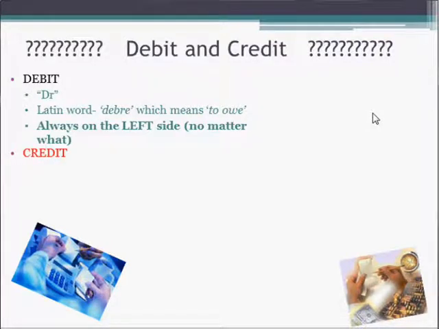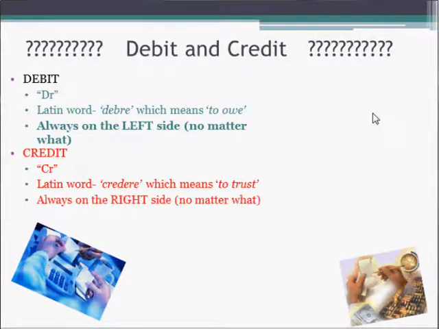And how about credit? There's an easier way to write credit. We write CR. And credit comes from the Latin word credere, which means to trust. And it's always on the right side no matter what.